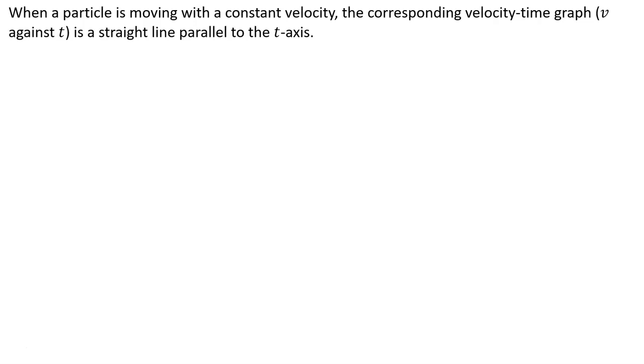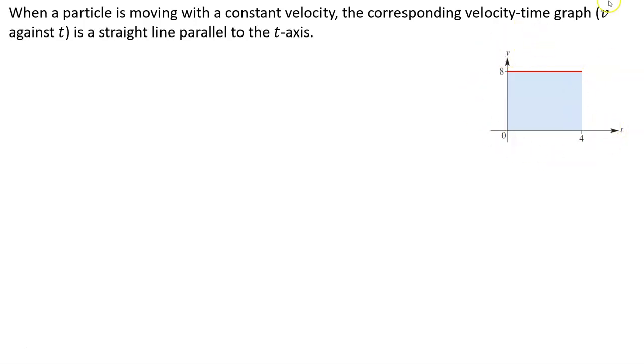So when a particle is moving with a constant velocity, the corresponding velocity time graph is a straight line parallel to the t-axis. When we're drawing a velocity time graph, the t-axis that shows the time is always horizontal and velocity is always the vertical axis.